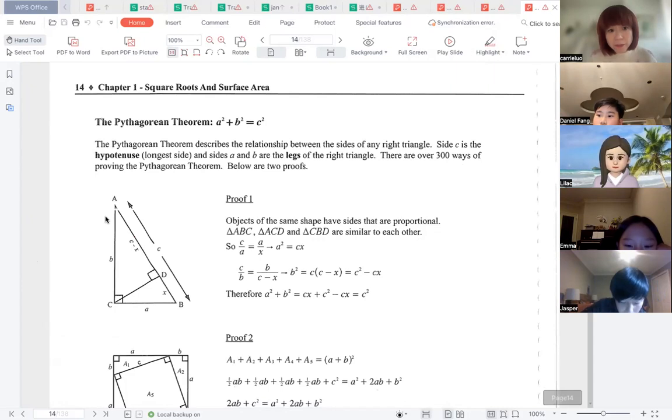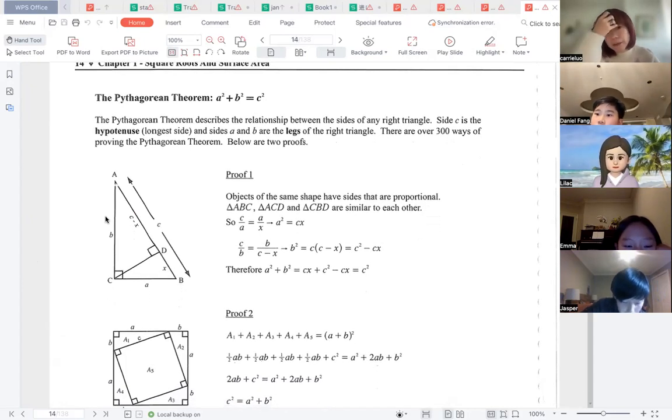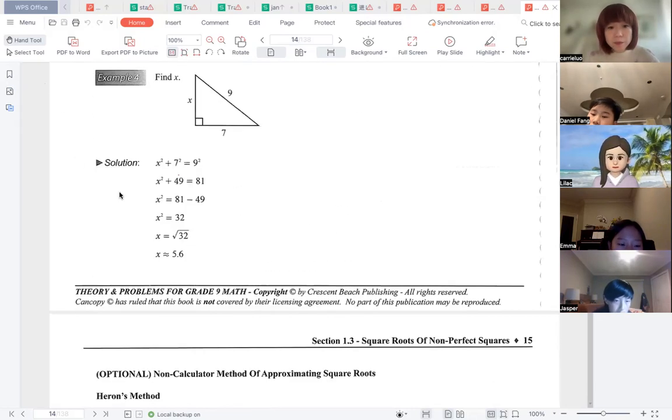So let's take a look at this one, okay? So we're learning the Pythagorean theorem. We have learned the Pythagorean theorem so many times, right? So a squared plus b squared equals c squared. The Pythagorean theorem describes the relationship between the sides of any right triangle. Side c, the hypotenuse, is the longest side, and sides a and b are the legs of the right triangle. There are over 300 ways of proving the Pythagorean theorem. Below are two proofs, but we're not going to take a look at these.